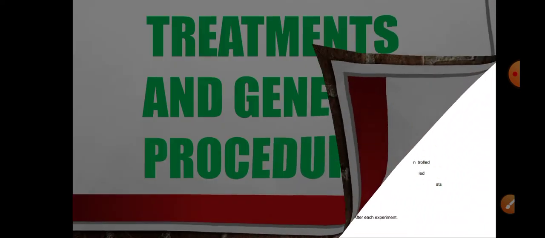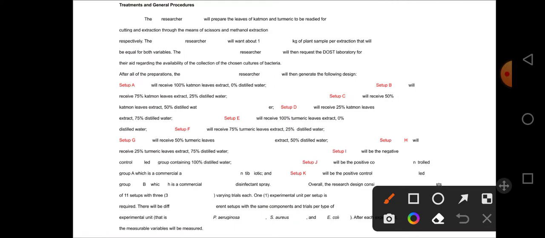Okay, so you will be writing a subheading of treatments and general procedures in boldface type right after the last discussion of the general methods. So we have here the treatments and general procedures. So how do we write the treatments and general procedures?